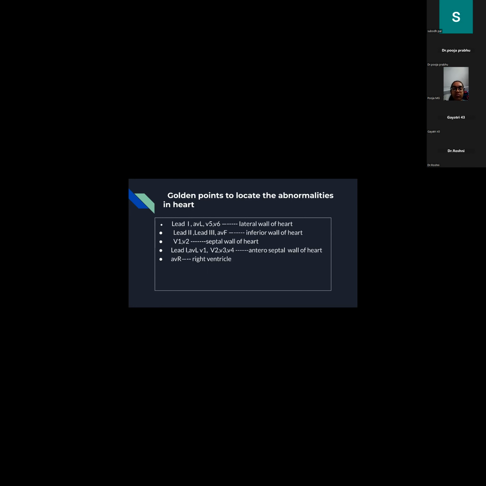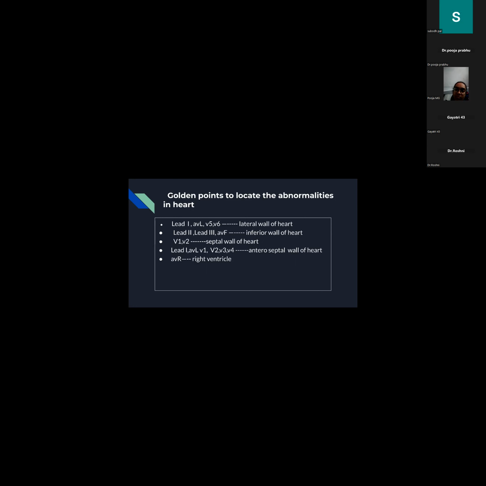So what are the golden points we need to remember up till now? We have seen the axis and whatever the leads are representing on the ECG. Summarizing: lead 1, AVL, V5 and V6 will represent the lateral wall of the heart. Lead 2, lead 3 and AVF will represent the inferior wall of the heart. V1 and V2 will represent the septal wall of the heart.